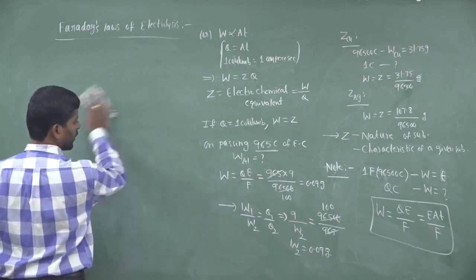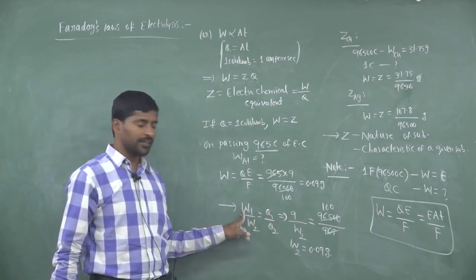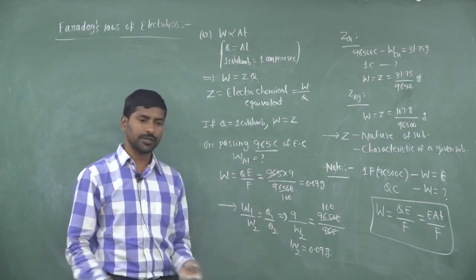Okay, Q1 I am taking as 1 Faraday, 96,500 coulombs. Then the weight of aluminum deposited is 9 grams. Then for 965 coulombs, what is the weight of aluminum deposited? Okay.